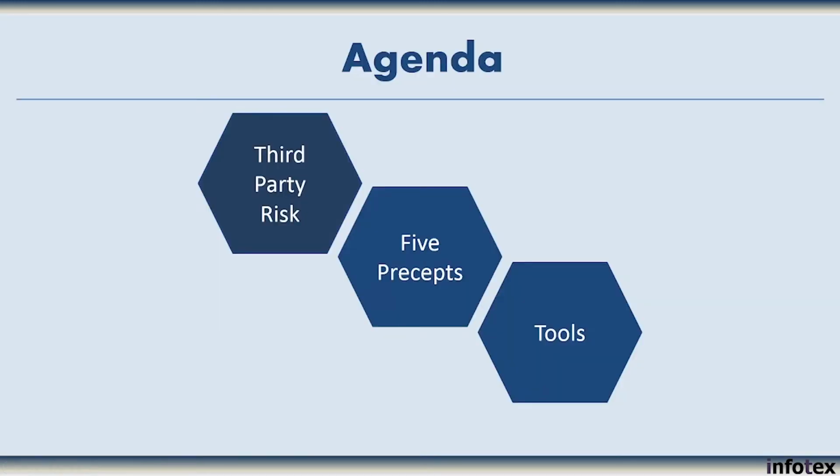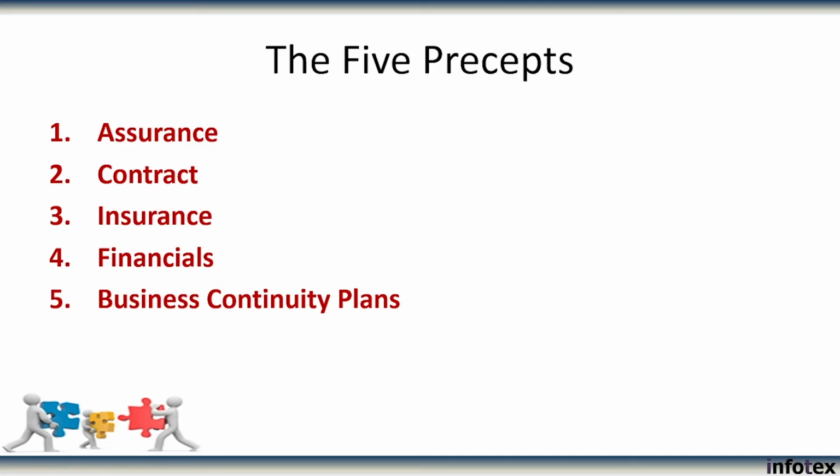And that was an overview of third-party risk. Moving on to the 5 precepts. Here we see the 5 precepts: assurance, contract, insurance, financials, and business continuity plans.